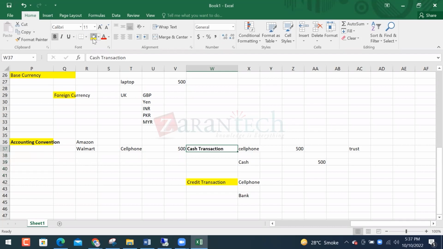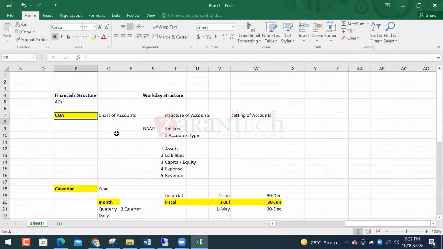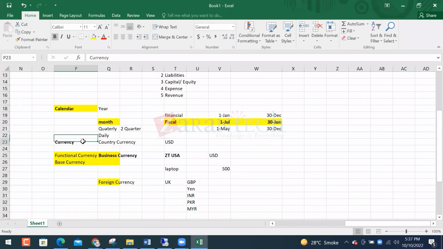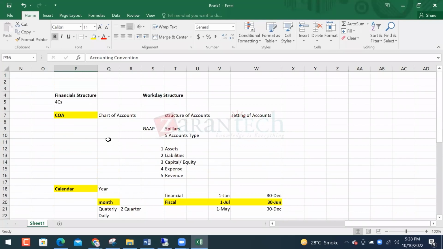So in a financial structure, what we have discussed is that the chart of accounts comes first and foremost, and that is important. Then the calendar, which again you have to check with your business. Then the currency, which will be your base currency, and then finally the convention. When you have this combination, then your financial transaction structure is completed.